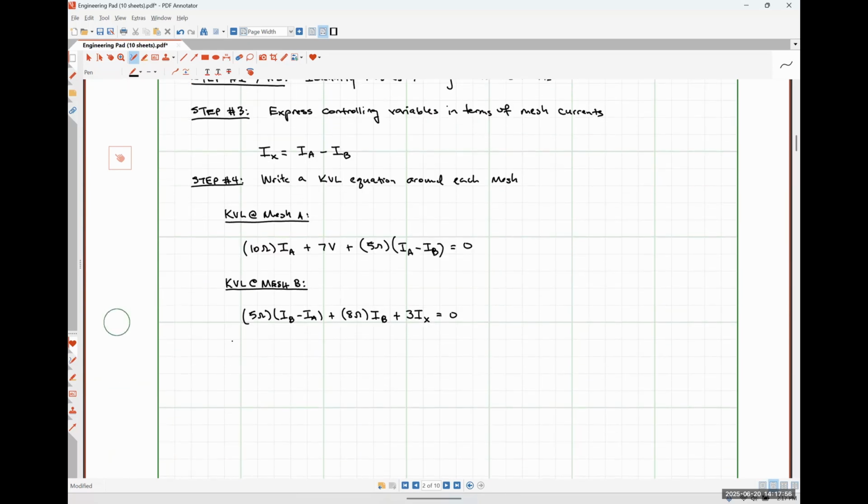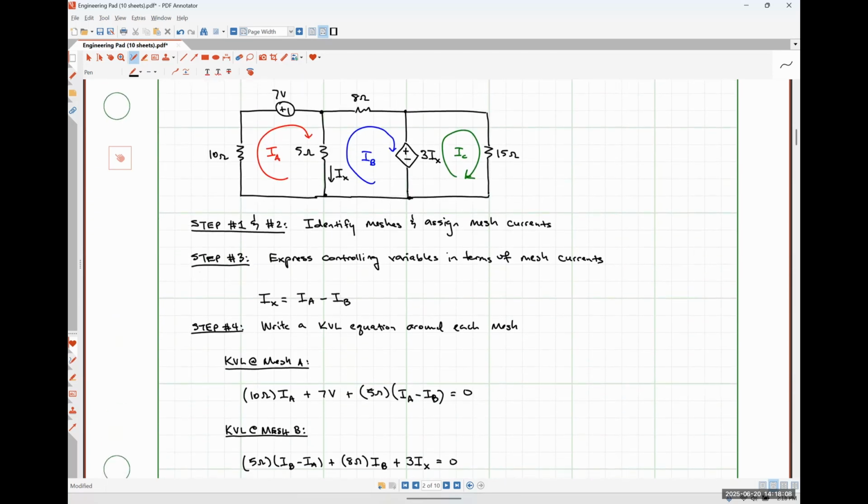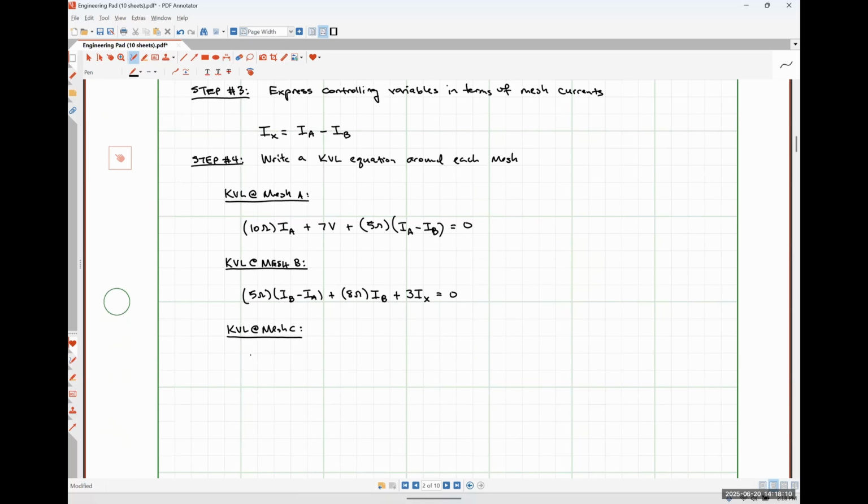Okay, lastly, we have KVL around mesh C. So the first thing that we see is the negative polarity terminal of that dependent source. So that'll be minus 3Ix. Then we have our 15 ohm resistor, and the only current flowing through that guy is IC. So we set it equal to 0, and we now have 4 equations for our 4 unknown quantities.